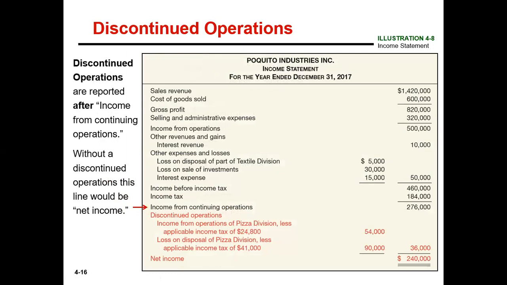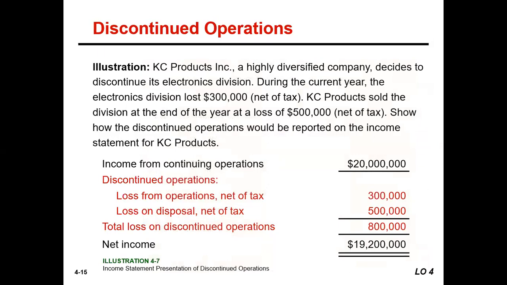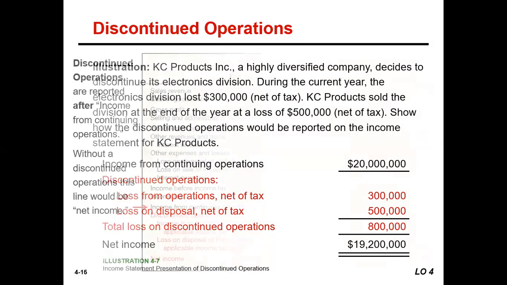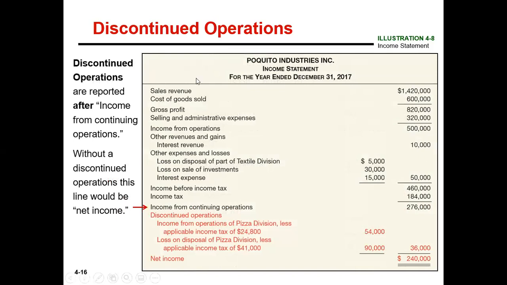Here it showed us the loss of operations and the loss of disposal. The next slide shows the entire income statement, right? So again, we've got sales minus cost of goods sold equals gross profit.